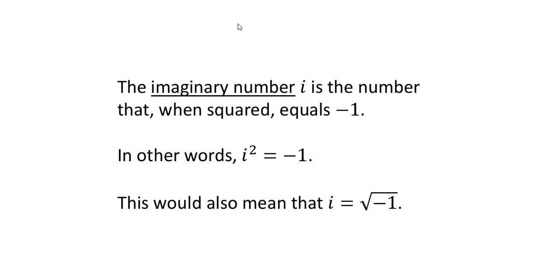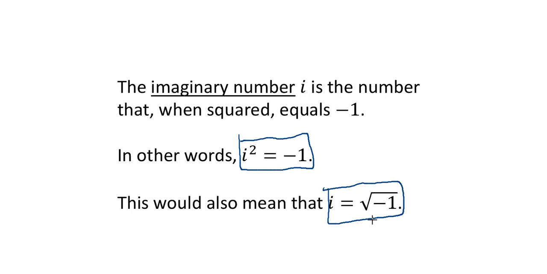The imaginary number i is the number that, when squared, equals -1. Mathematically, symbolically, that looks like this: i squared equals -1. i is the number that when you square it equals -1. If you were to take the square root of both sides of this, that tells you that i is equal to the square root of -1.